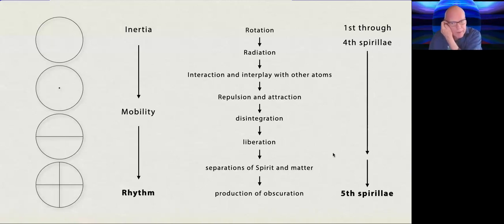But maybe most importantly, the fifth spirale is activated by the soul at this stage, this sattvic stage of rhythm, which begins the disintegration of the form, production of obscuration, separation of spirit and matter, etc.